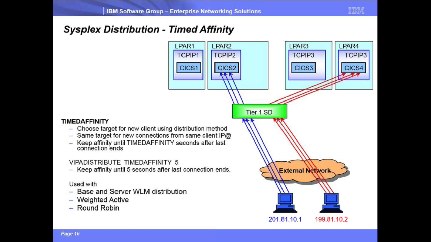When the last connection from the client ends, the time to Affinity still continues for a little while, and that's based on the configured time to Affinity parameter. So for instance, if the time to Affinity parameter is 5, then when the last connection from a certain client ends, it'll still keep the affinity for 5 seconds. So if the client starts a new connection within that 5-second period, even though there aren't any current connections to the priorly used application, that connection will still go to that application. And this is used with base and server WLM as well as weighted active and round robin.